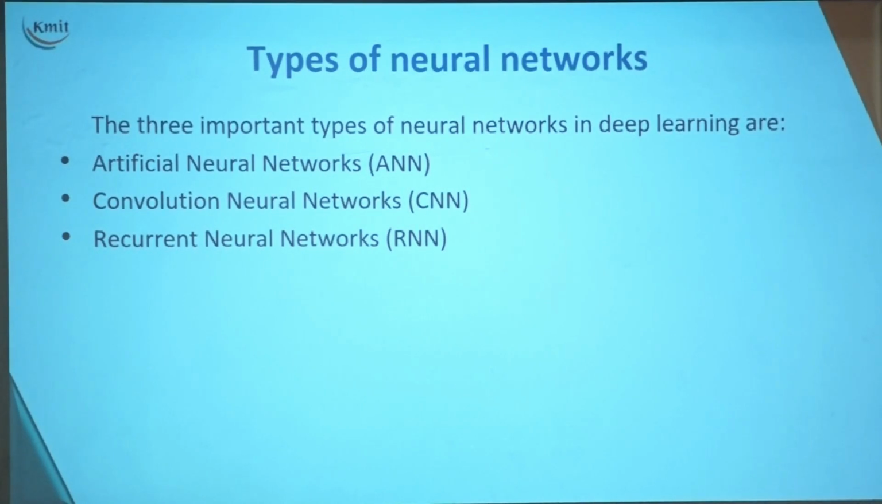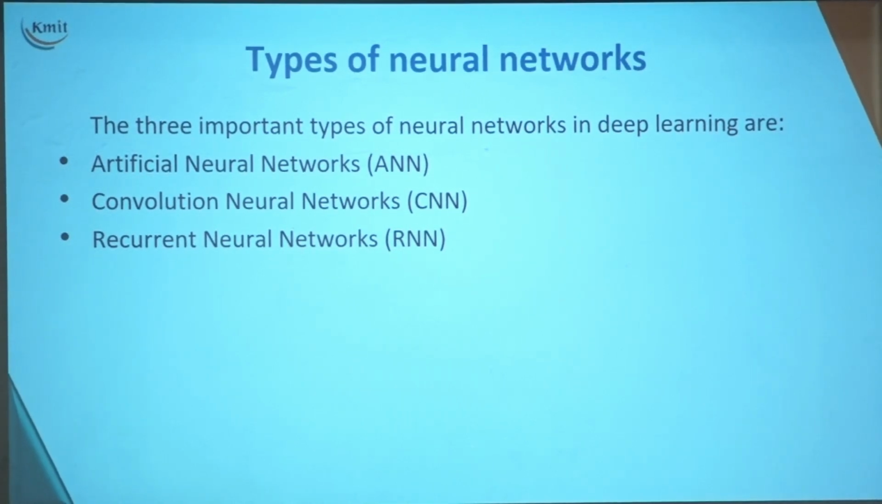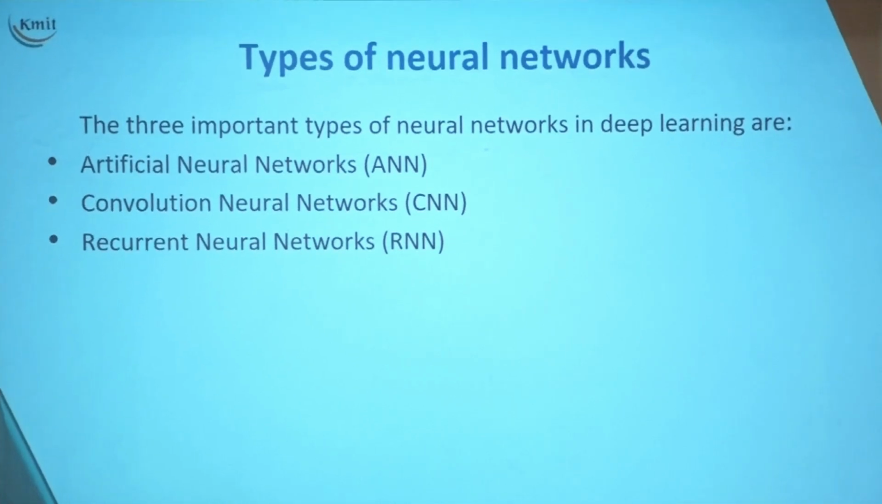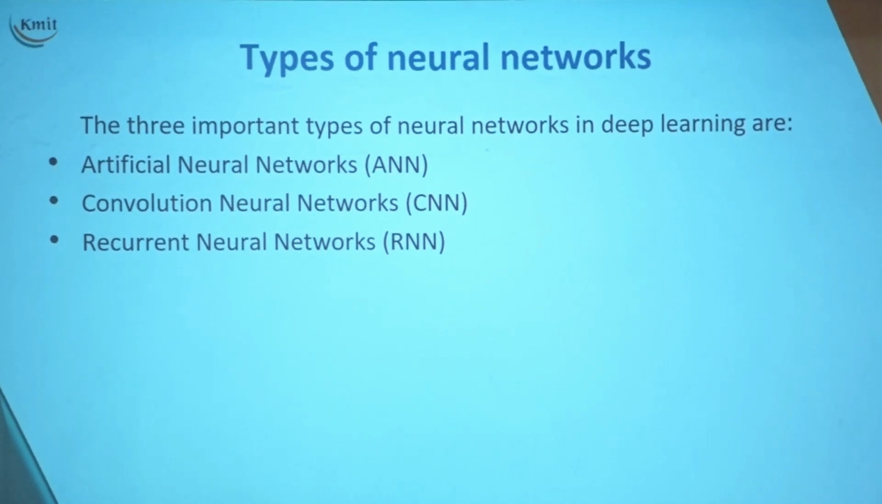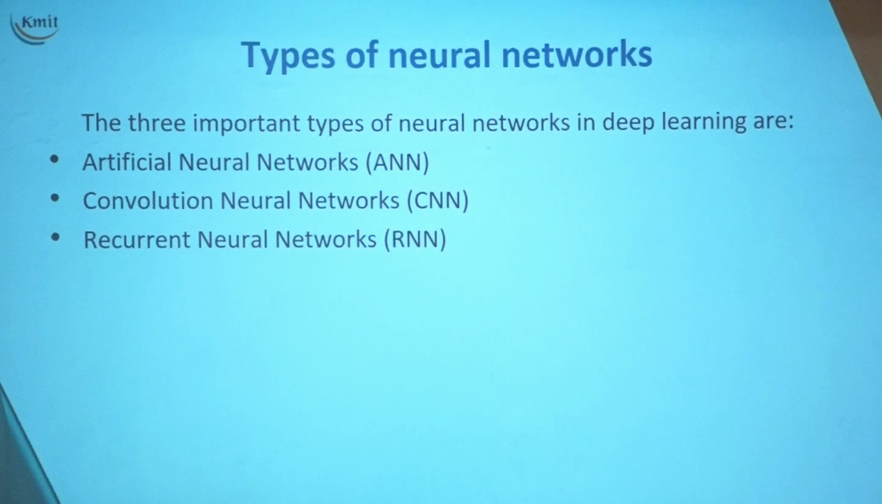So we have also seen we have 3 types of neural networks. What were they? ANN, CNN, RNN. What are ANNs? Artificial neural networks. CNN, convolutional neural networks. RNN, recurrent. So what are the 2 types of neural networks that we have seen in the last semester? ANN and CNN. When do we use ANN? When do we use CNN?